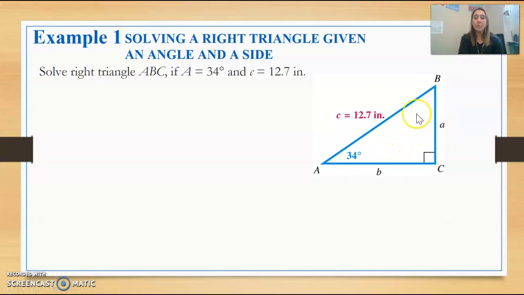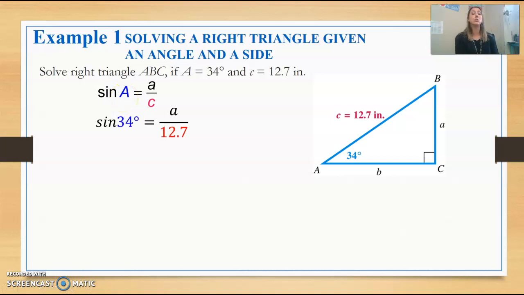So that would be opposite over hypotenuse. Which of the three trig functions use opposite over hypotenuse? Sine, right? So we are going to use the sine of angle A because we are trying to find side length A, but I know side length C. So I also know angle A. So I'm going to plug in the things that I do know. So I'm going to plug in the 34 degrees.